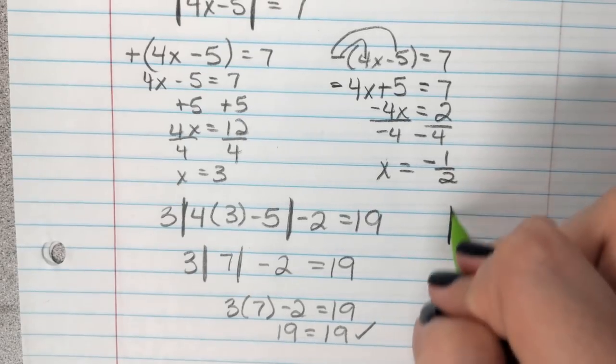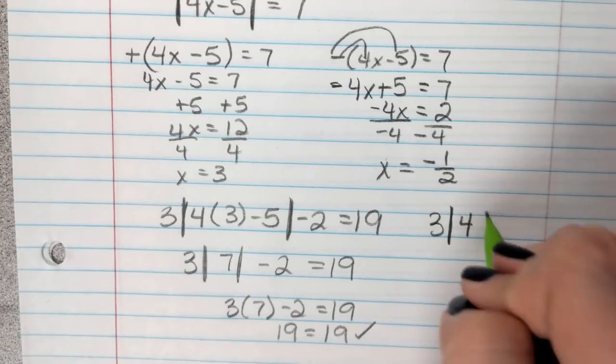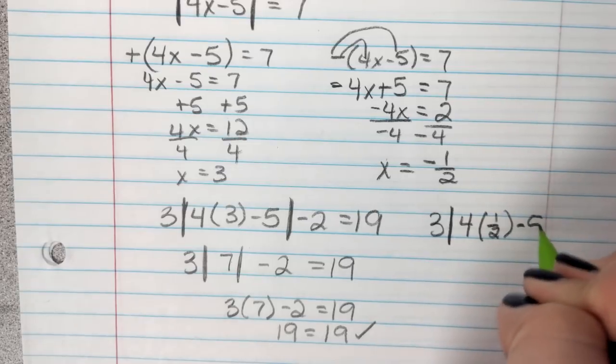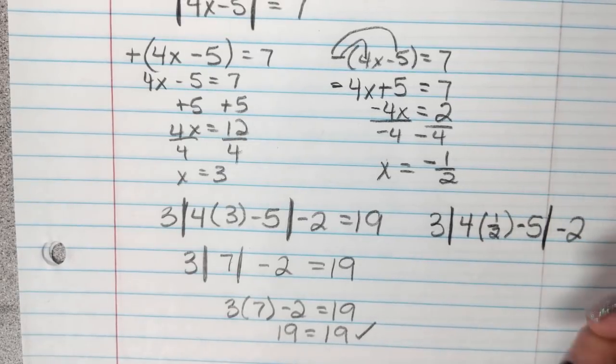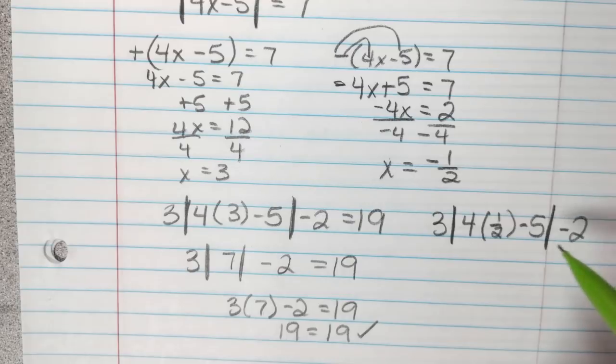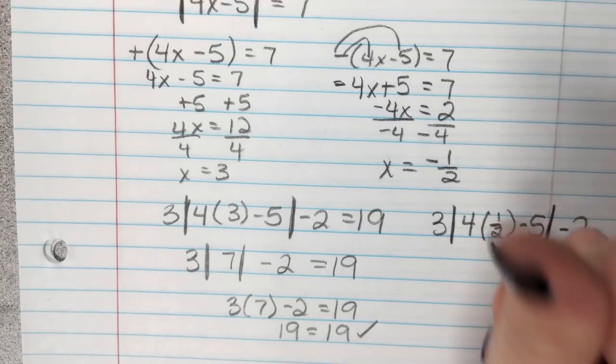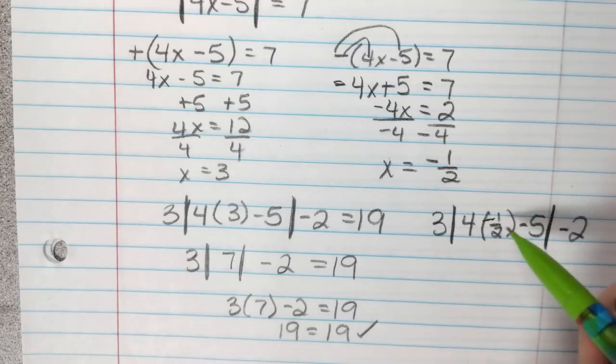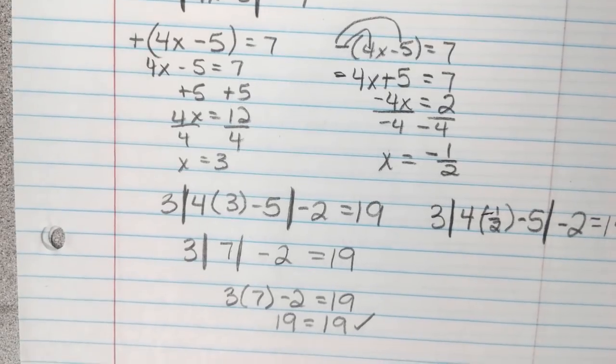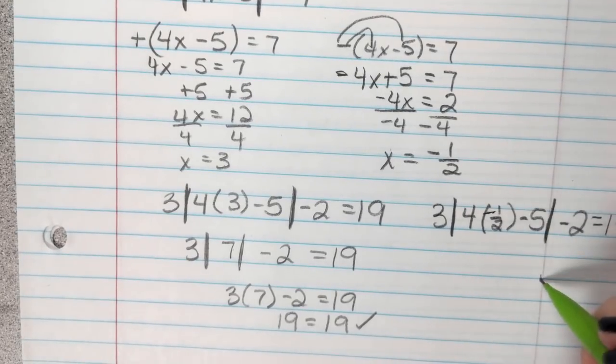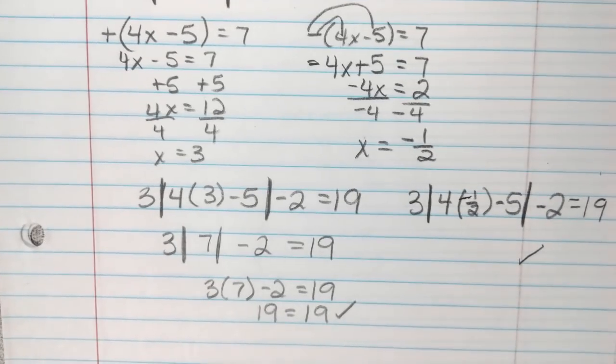You also want to check 3 absolute value 4 times negative 1/2 minus 5, minus 2. Check that as well. So 4 times negative 1/2. Plug that in your calculator. Do all of that. You're checking the same way for that one. And you're going to find out that this does work as well when you check for yourself.